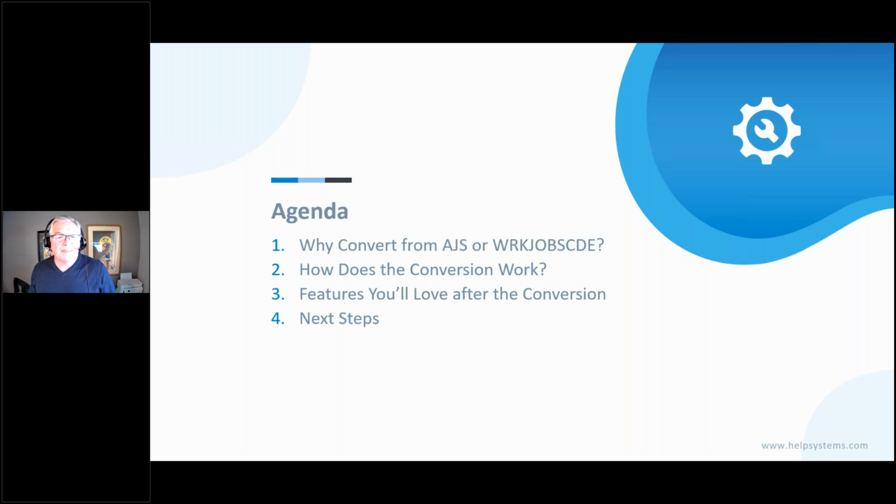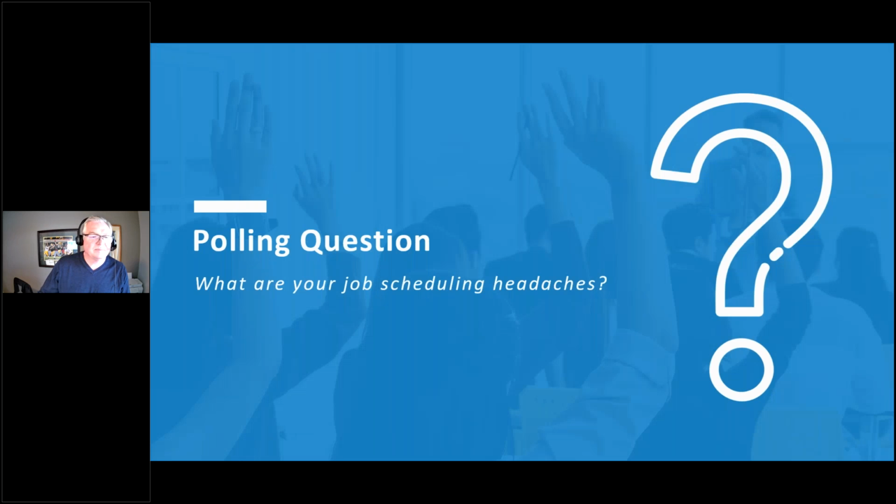Yeah, so the question is, why would you convert away from AJS or the built-in native scheduler on IBM i? We'll talk about how the conversion works, and then we'll talk a little bit about Robot and why you want to go there. What do you get with that? And in the meantime, let's just start, Tom, with a quick poll. What are your job scheduling headaches?